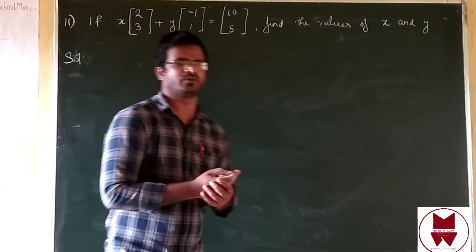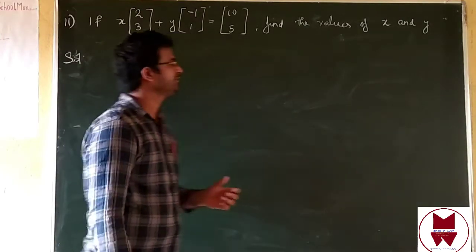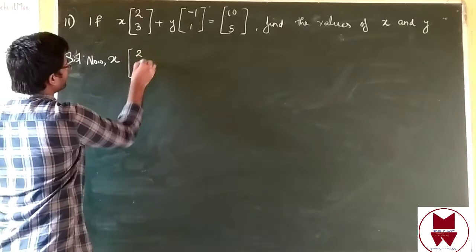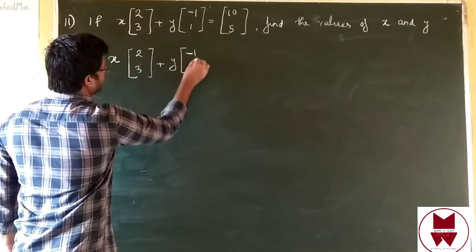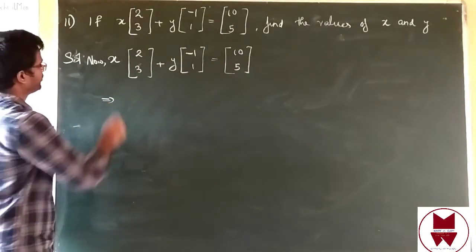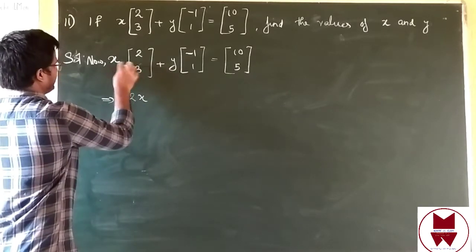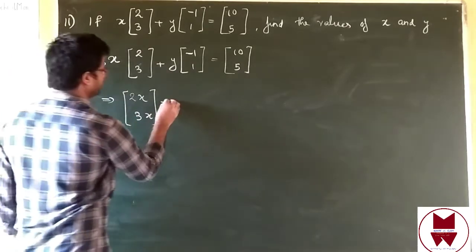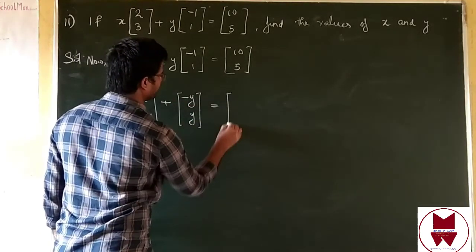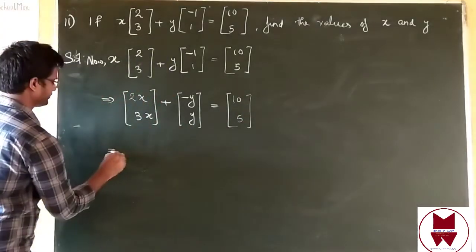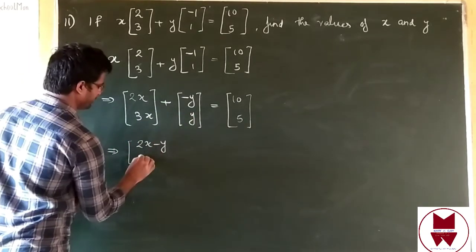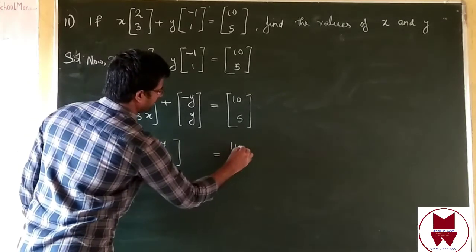Similar question like previous questions. From here we have to find out x and y. First, the given equation: x times matrix 2, 3 plus y times matrix minus 1, 1 equal to matrix 10, 5. Using the multiple of x, x into 2, 2x, x into 3, 3x, plus y into minus 1, minus y, y into 1, y, equal to matrix 10, 5. Matrix 2x plus minus y, we can write that 2x minus y. Then 3x plus y equal to 10, 5.